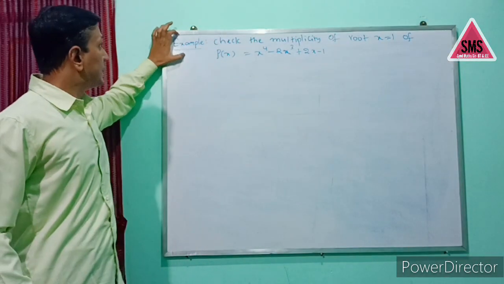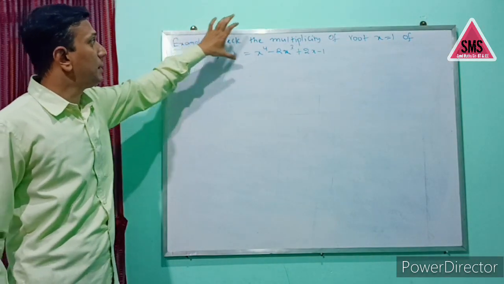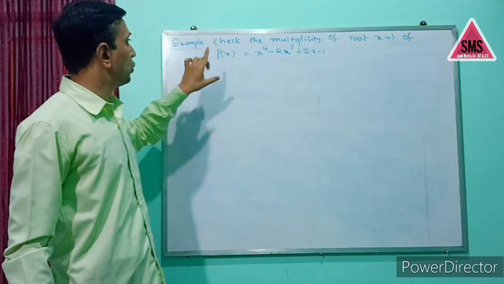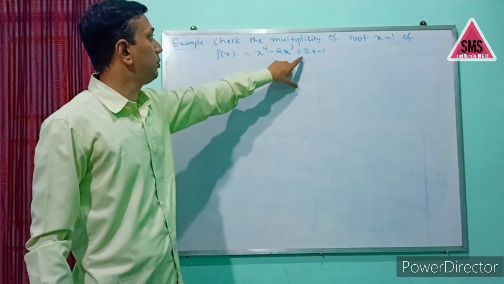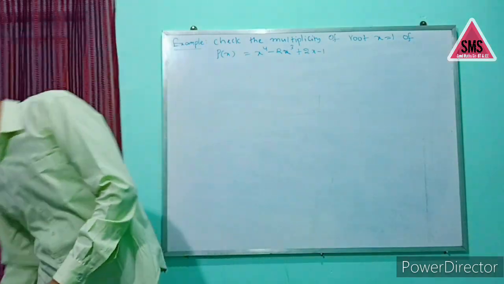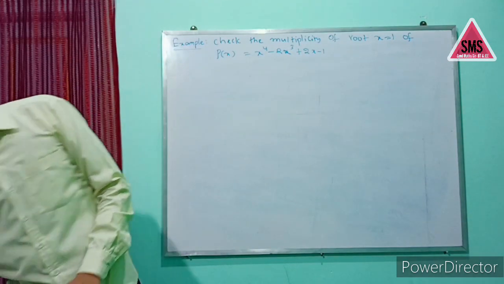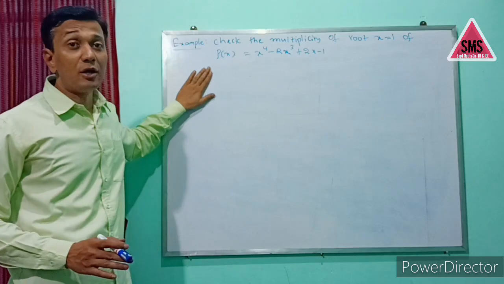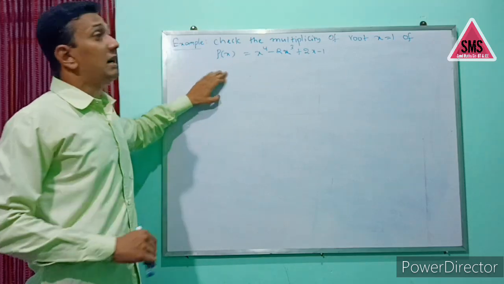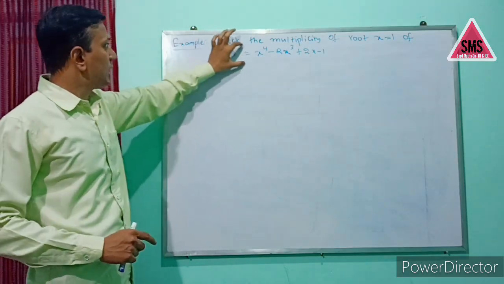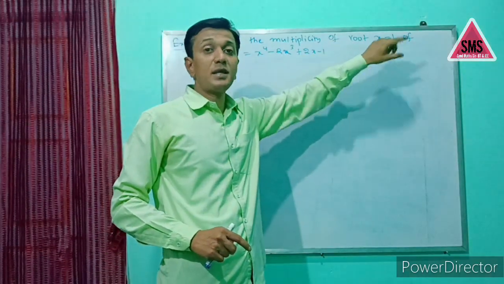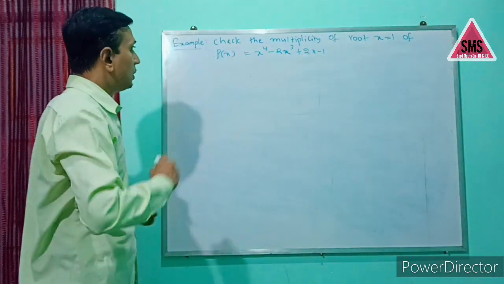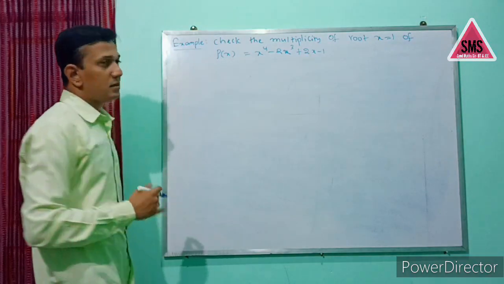So let us check one more example. Check the multiplicity of root x equal to 1 of p of x equal to x power 4 minus 2x cube plus 2x minus 1. So this is the polynomial given. What we have to find out is the multiplicity of root x equal to 1. It has not been factorized, but we have to check how many times x equal to 1 is repeating. So the process is the same.